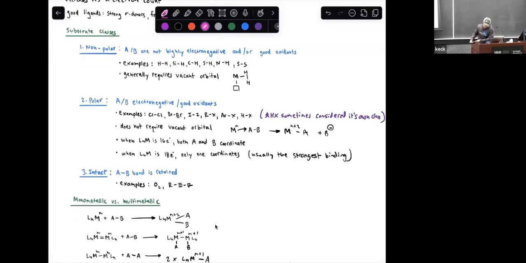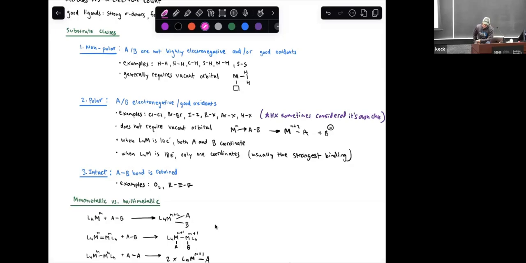Okay, substrate classes. The first one is categorized as nonpolar. So this is an A-B bond not involving a highly electronegative atom. These are things that you look at and you say, these are not good oxidants. If you want to apply your organic chemistry intuition, if you look at something and say, that's not a strong electrophile, that's not a strong oxidant, then you're likely in this bin of nonpolar substrate classes.